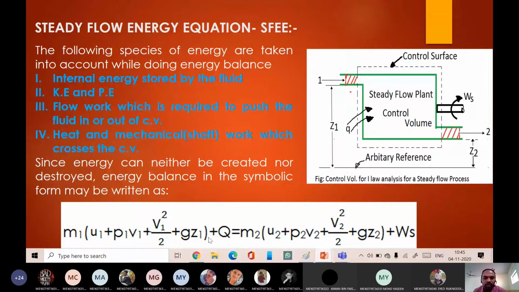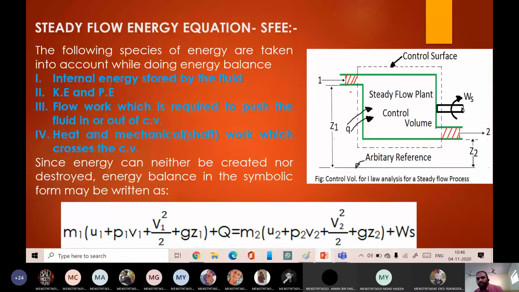That should be equal to, where M1 is the mass at inlet and M2 the outlet mass, internal energy, flow work, kinetic energy, potential energy, and the heat addition, where Ws is the work done by the system. So this is the steady flow energy equation, considering internal energy, kinetic energy, potential energy, flow work, heat and work. So this is the standard equation.